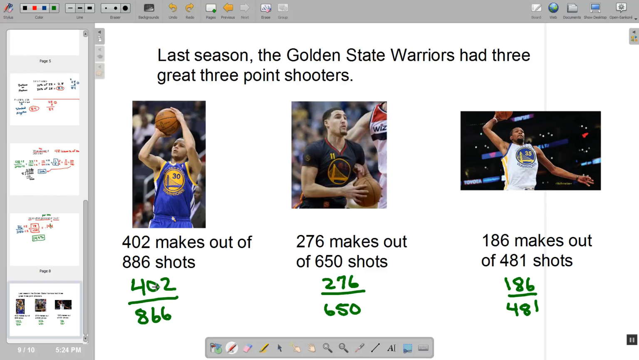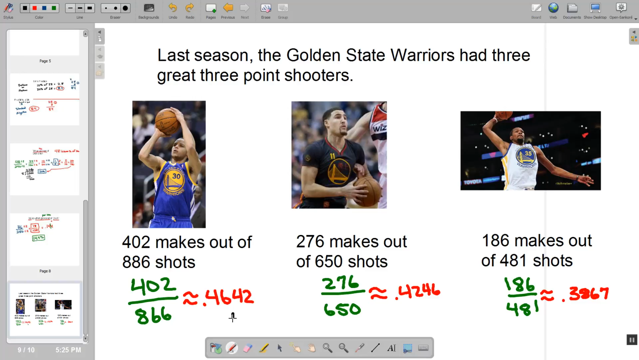So Steph Curry, and here's another thing about this problem. These are not exact. So I'm going to put these signs here that mean about equal to. I'm going to put Steph Curry's percent right there. Klay Thompson, his percent is also not exact. And then finally Kevin Durant, and his percent also not exact, which happens in math problems all the time. You do not deal with exact numbers very often.